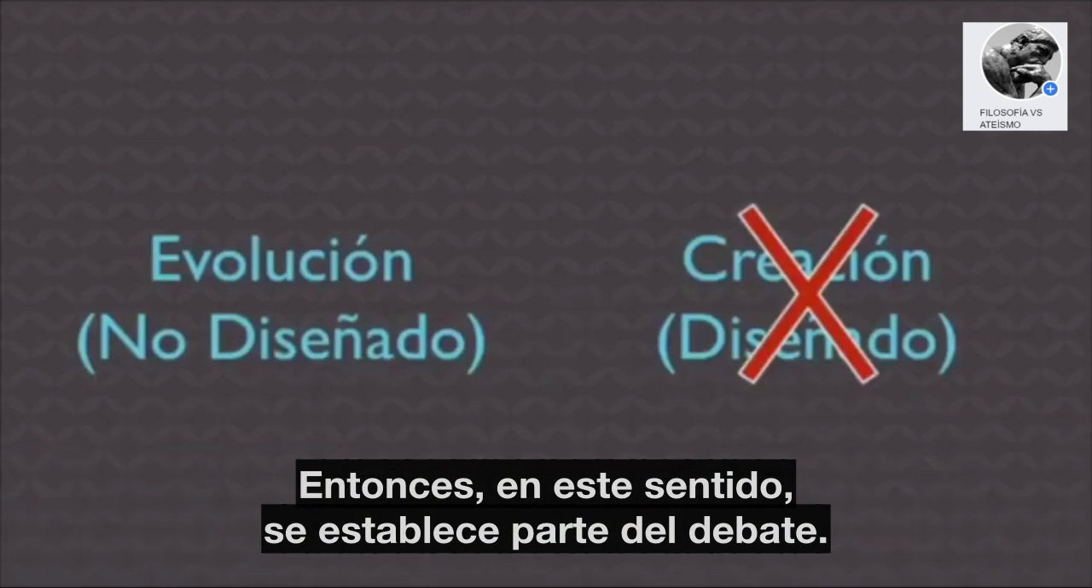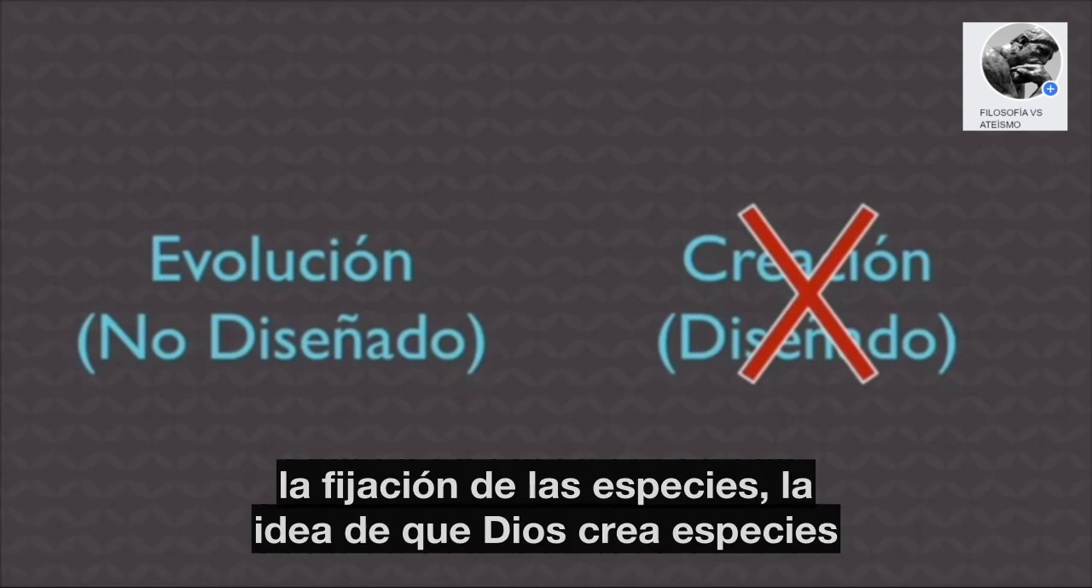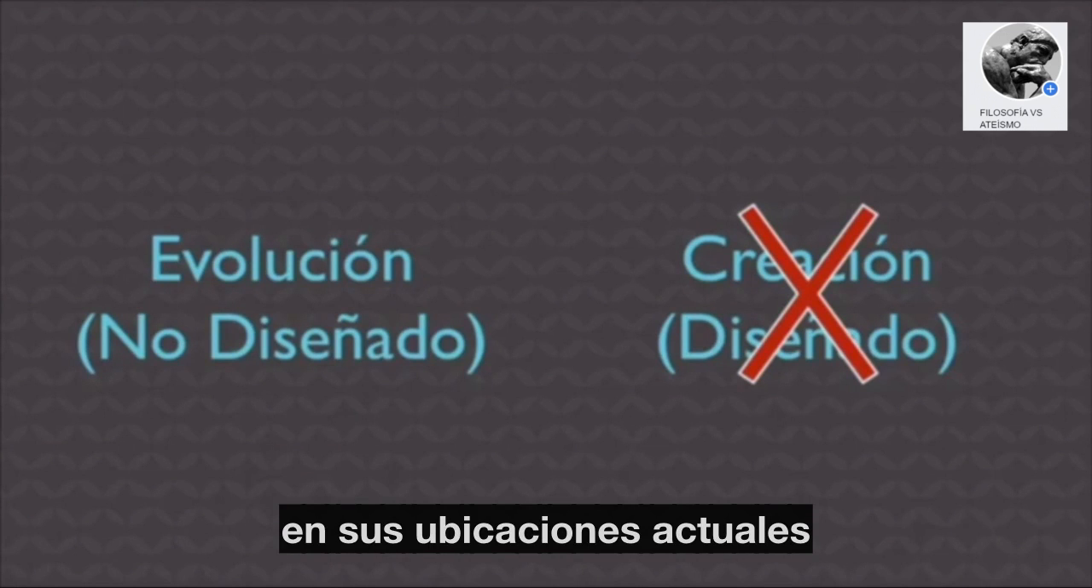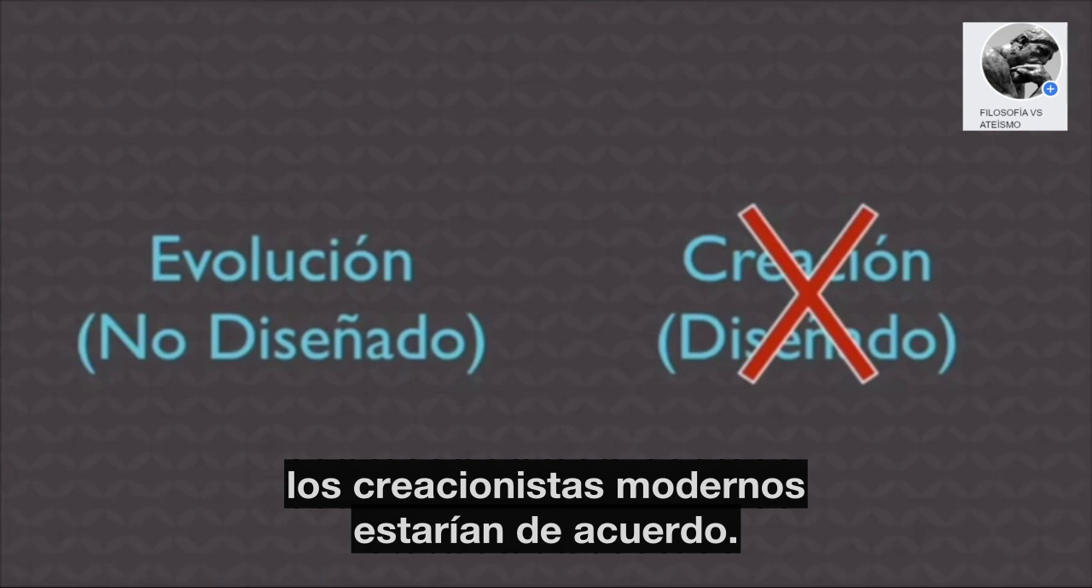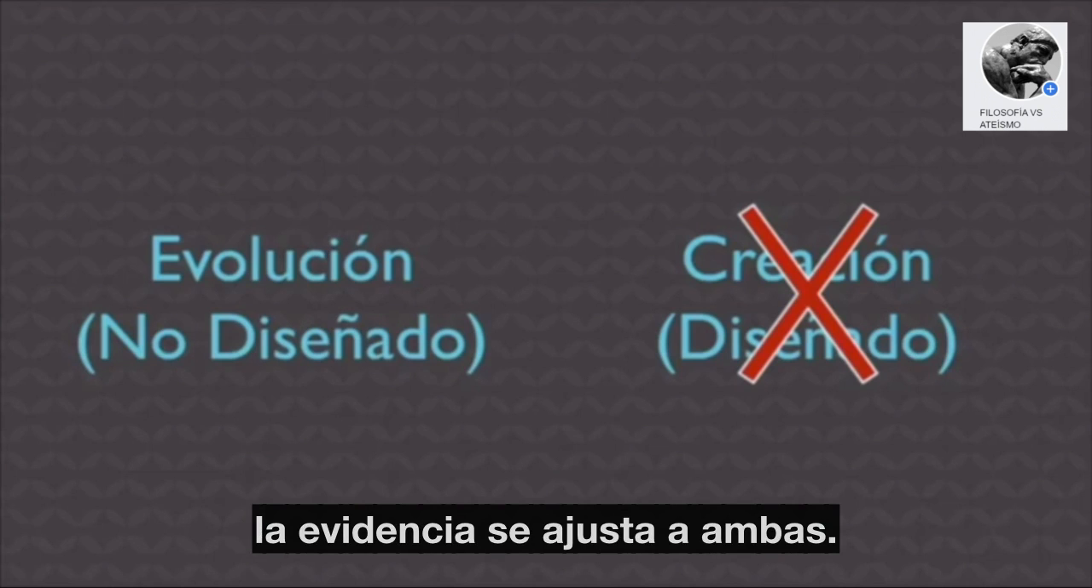So in this sense, it resets some of the debate. Many of the lines of evidence that Darwin used to disprove the fixity of species, the idea that God creates species in their current locations, modern young earth creationists agree with. So that resets it to both of these ideas trying to explain the same thing, the evidence fitting both.